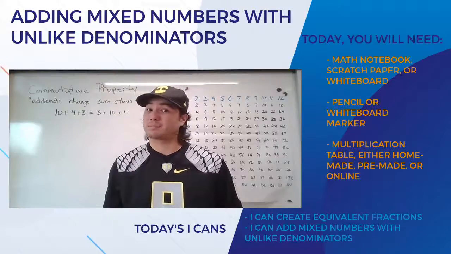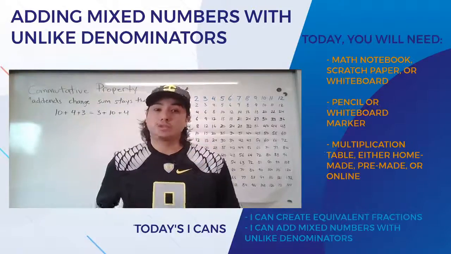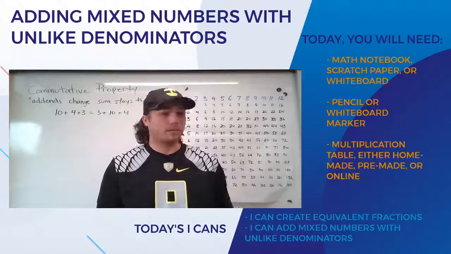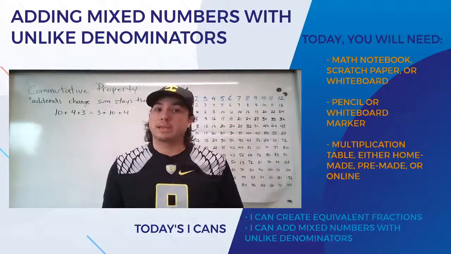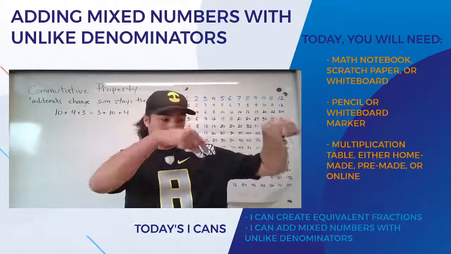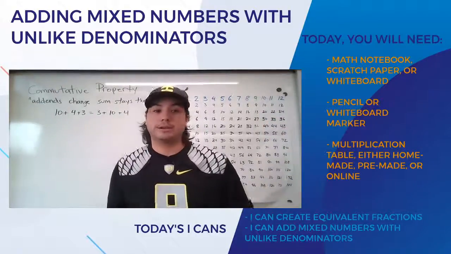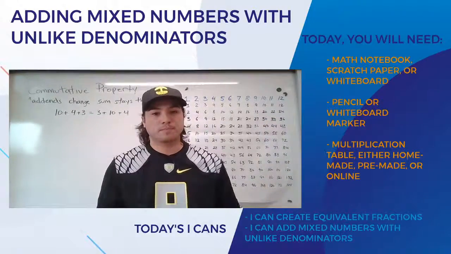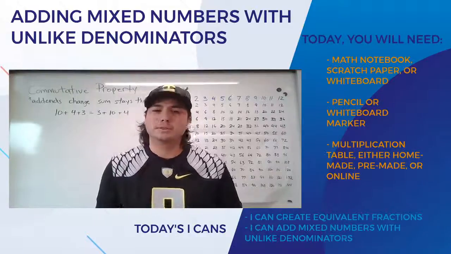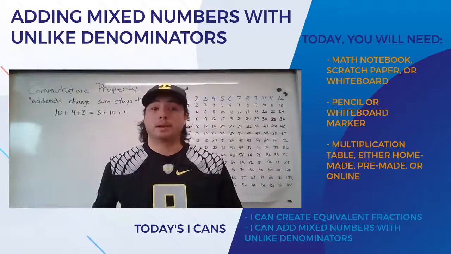It's been pretty awesome. Today, you're going to need the usual stuff: something to write on, something to write with, and our handy dandy multiplication table here behind me. And then our teaching points and our ICANs are down here. I can create equivalent fractions, and I can add mixed numbers with unlike denominators.